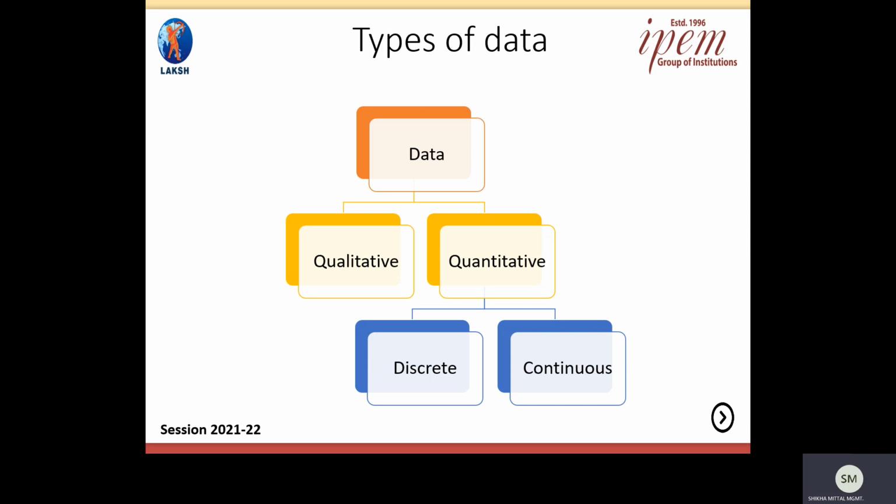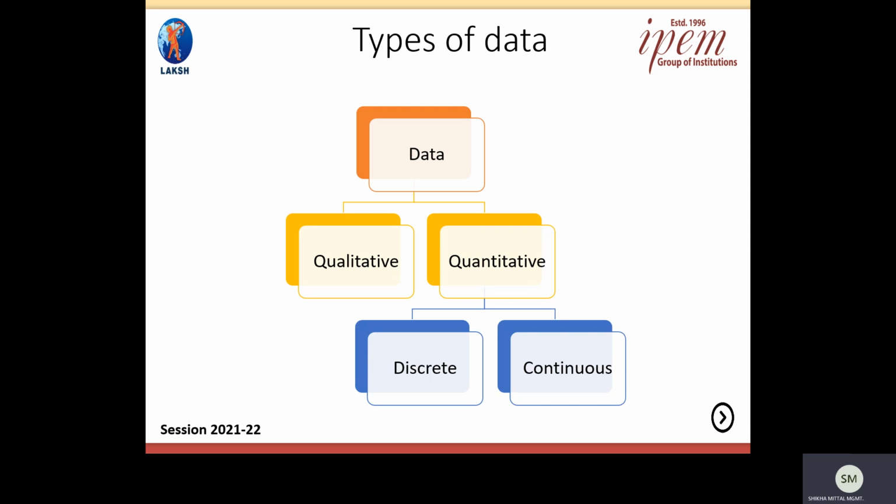Discrete is that which we measure in a round number or in the form of an integer, right? For example, if I say the number of books in the library, this is discrete data. The number of subjects, right? The number of members in a family. So it will be a round number.